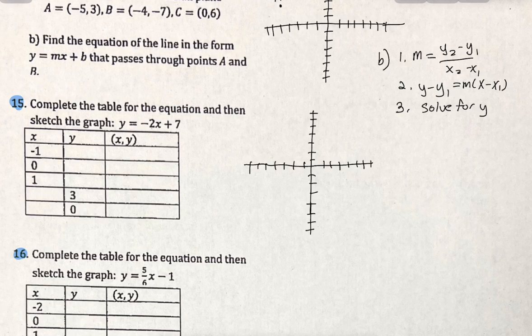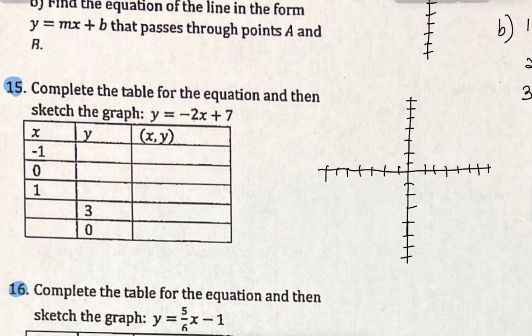So for 15's chart, the first 3 are giving you x values to plug in. The last 2 are giving you y values to plug in. And then you're just going to list the points. So let me show you what I'm talking about. If you plug -1 into our equation, y equals -2x plus 7, that would be -2 times -1, which is 2, plus 7, which is 9.